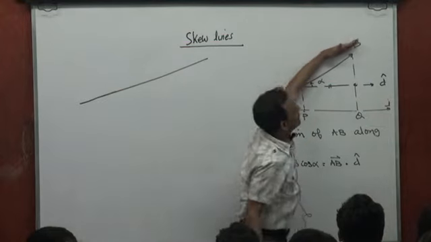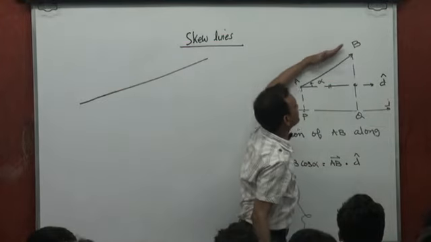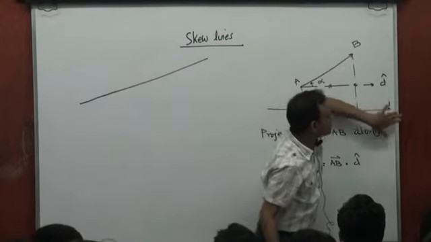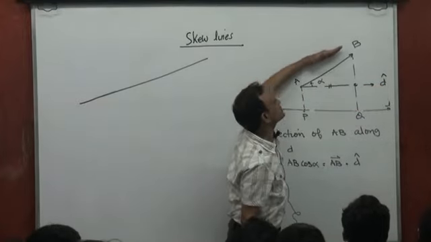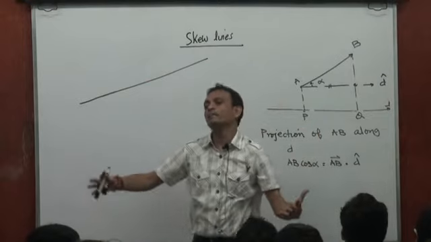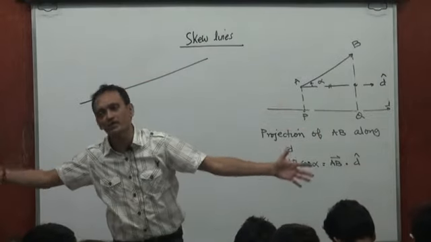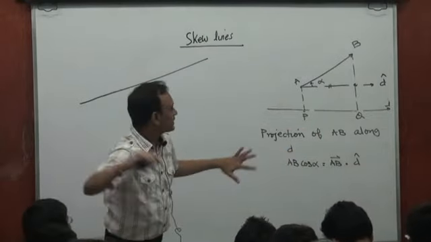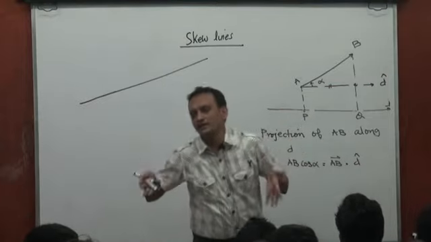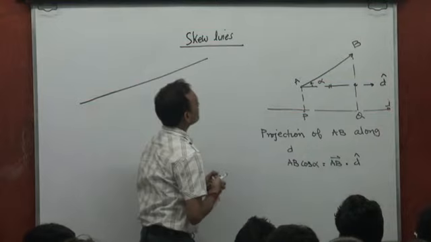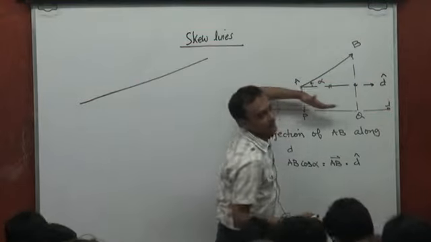So given AB, if you want to find the projection of AB in a direction D along which a unit vector is d cap, then all that you need to do is AB dot d cap, or its magnitude. If this turns out to be a negative number, then take its modulus. So that's the projection of AB in a given direction.